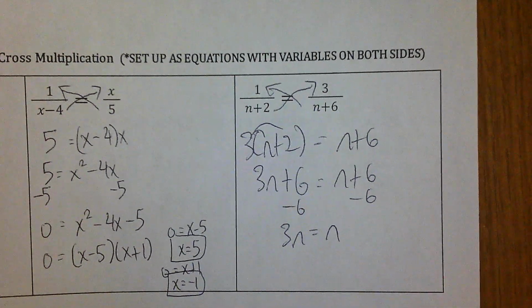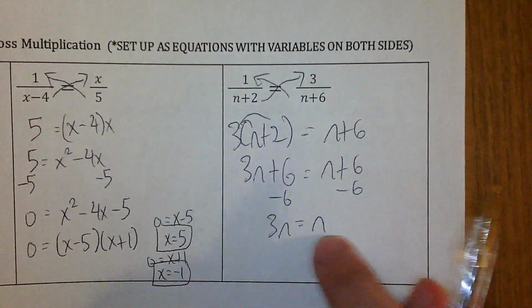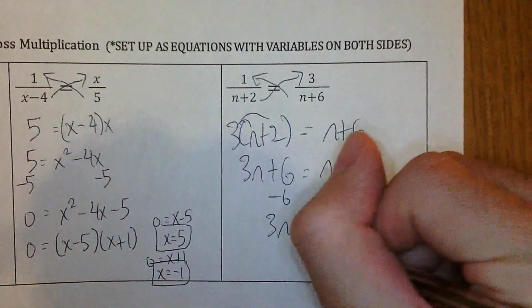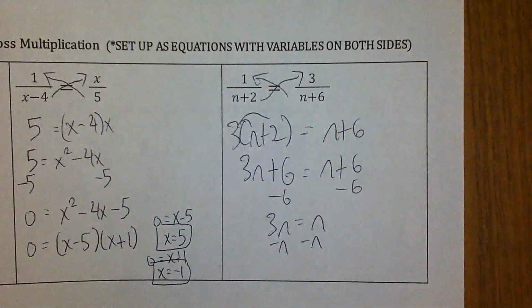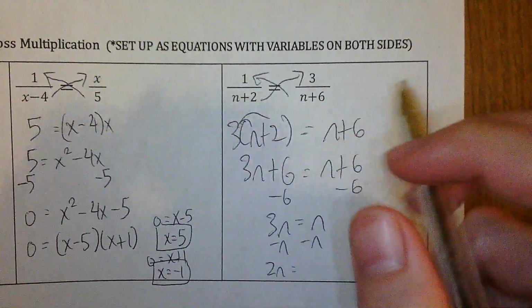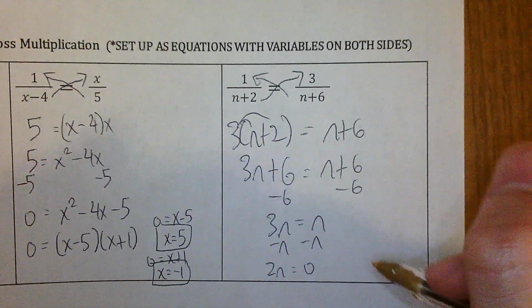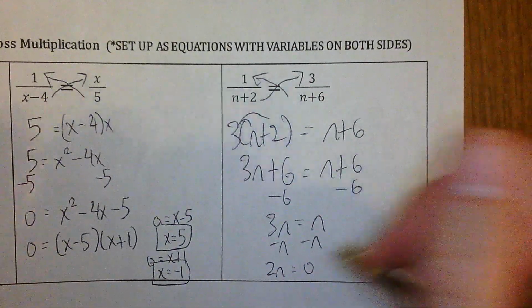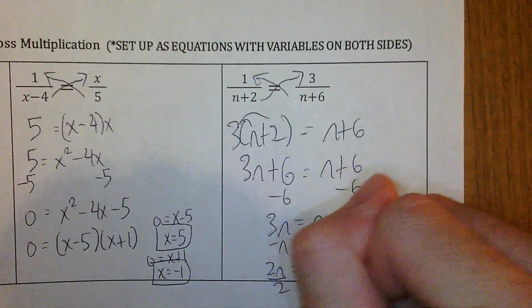Kind of odd. Some students did not know what to do with this. In this case, we're still just going to collect everything up. Right? So I'm going to move all the n to the left side by subtracting n. We have 2n equals 0. And now we can just divide by 2 to get the value of n.